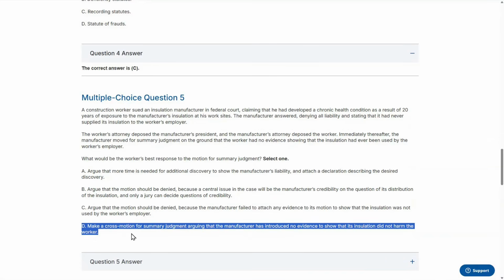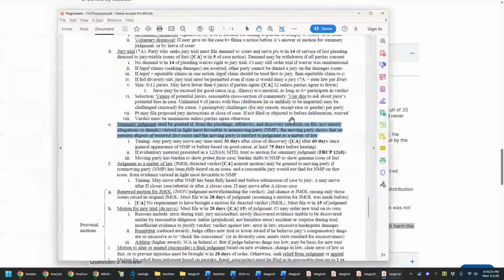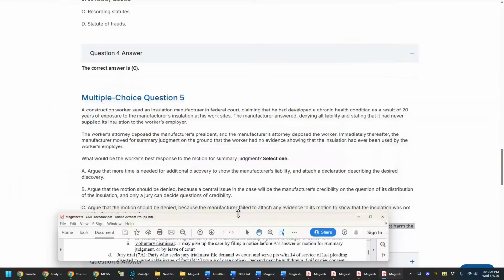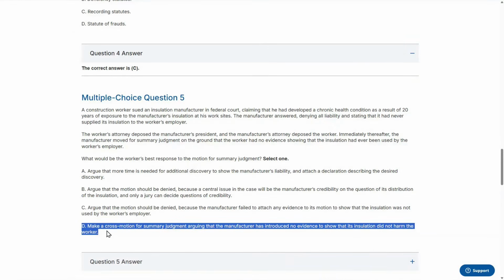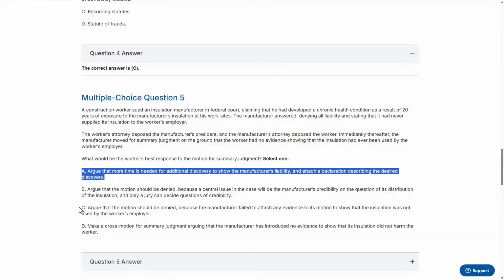Option D talks about a cross motion for summary judgment. So it sounds like the worker is filing its own motion for summary judgment, but that's not how summary judgment works. If you remember the rule here, the moving party, in this case the manufacturer, has to show that there's no genuine dispute of material facts. So the burden is on the moving party. The non-moving party doesn't have to do anything to try to prove anything. So choice D is not the answer here. So we're kind of tied between choice A and choice C.